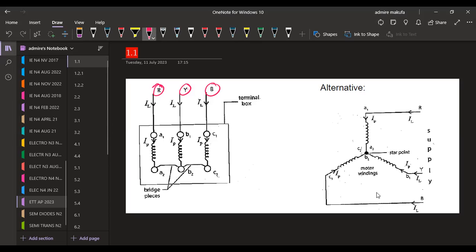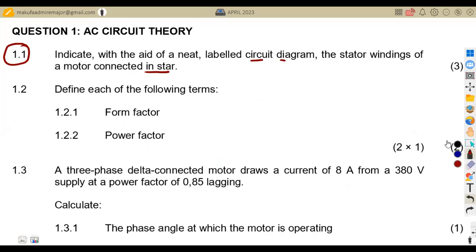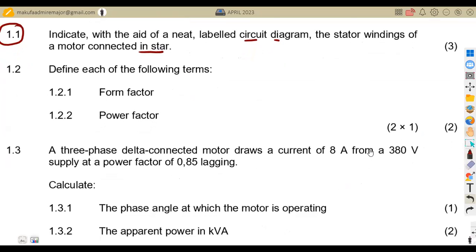As we know, we have got the phase currents and the line currents. The line currents are from our three-phase supply, and here we are now having the phase currents, which is the same part on our supply. That is where we are having our line currents, and inside that is where we are having the phase currents. So that is the major part also to be indicated on our diagram. All right, that was on the stator windings of a motor in a star connection.